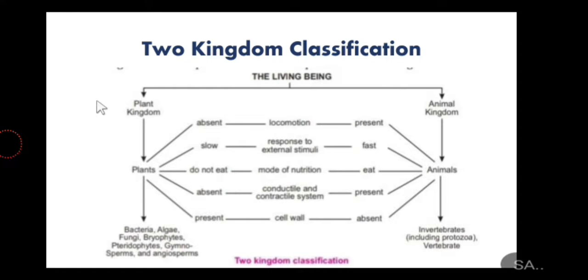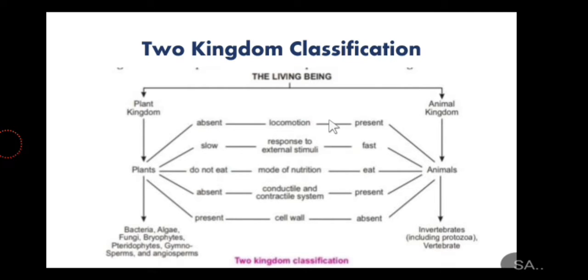Now we'll see 2 kingdom classification. So here the living organisms are classified into 2 kingdoms, plant kingdom and animal kingdom. The basis for their classification was the cell wall. So when the scientists examined the structure of the cell, they found out that the organisms in which the cell wall was present, they are plants and they were categorized under plant kingdom, while all those organisms in which cell wall was absent, they were categorized as animals and they were placed under the animal kingdom.